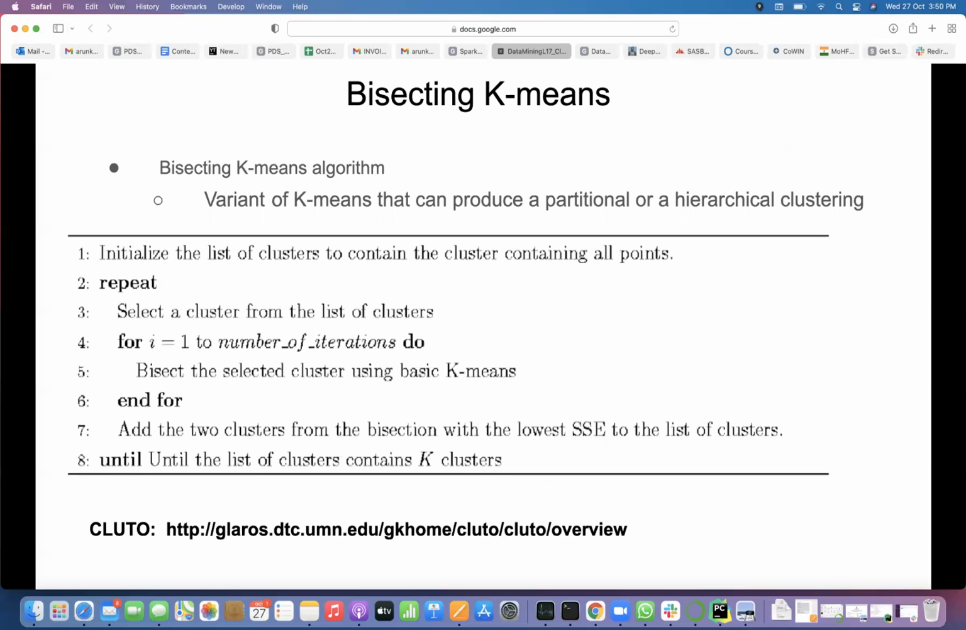So this is one more algorithm, the bisecting k-means algorithm. It is a variant of k-means that can produce a partitional or a hierarchical clustering. So what is the difference? Initialize the list of clusters to contain the cluster containing all points. Repeat: select a cluster from the list of clusters. For i equal to 1 to number of iterations, bisect the selected cluster using basic k-means. End for. Add the 2 clusters from the bisection with the lowest SSE to the list of clusters, until the list of clusters contains k clusters.